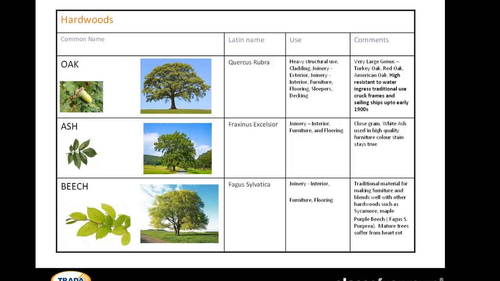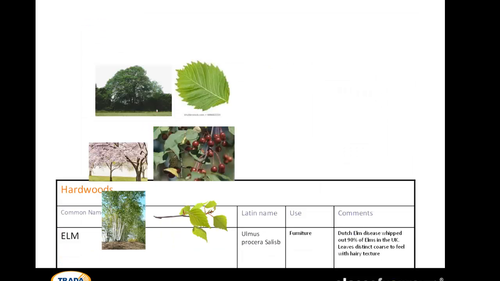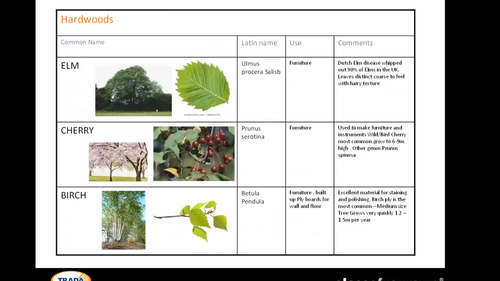So I have identified 5 hardwoods which are commonly seen within the UK, whether it's the oak, ash and beech. All of them are very tall trees, sometimes reaching up to 100 meters. Then we have the elm, which is sadly dying because of Dutch elm disease, cherry and birch, which are much smaller trees.